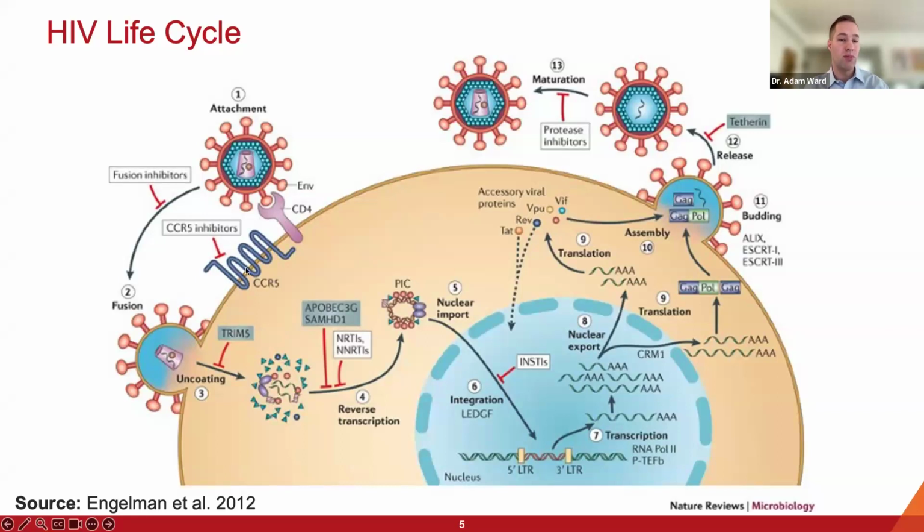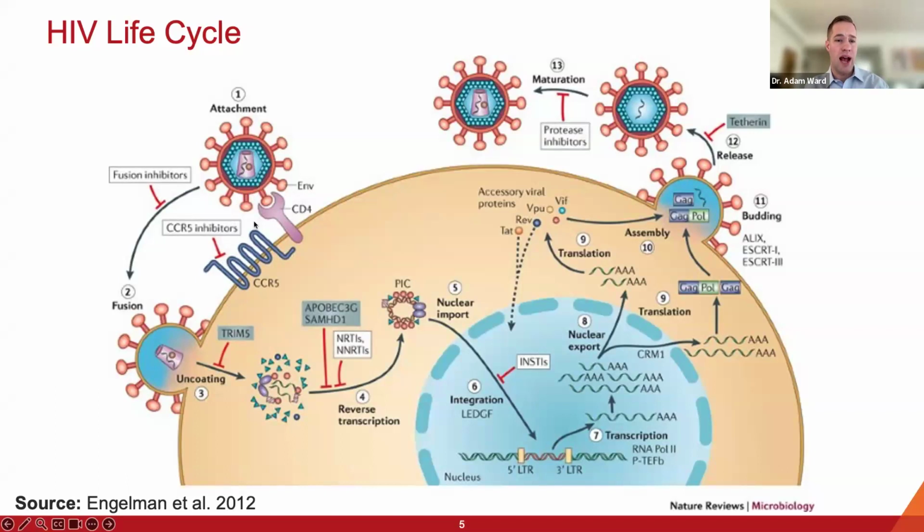And this co-receptor can be CCR5 or another co-receptor called CXCR4. And HIV uses these cell surface proteins to attach to the cell. This process can actually be inhibited by classes of drugs called fusion inhibitors or CCR5 inhibitors. These are classes of antiretroviral drugs, and they're shown here in these red lines.